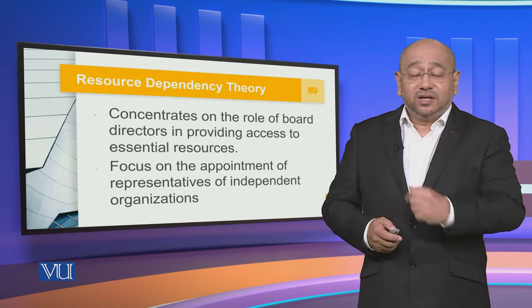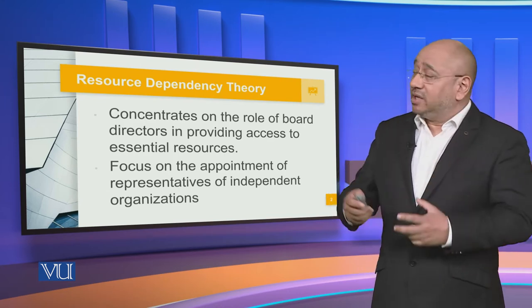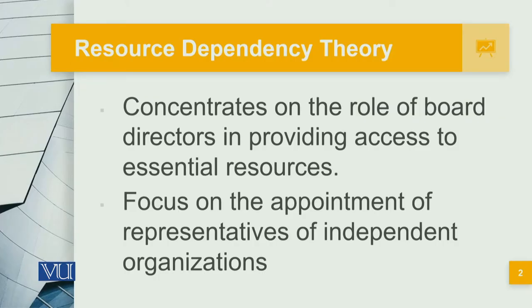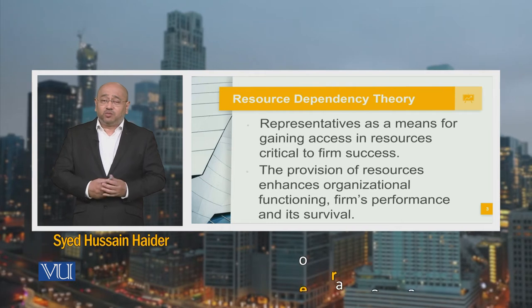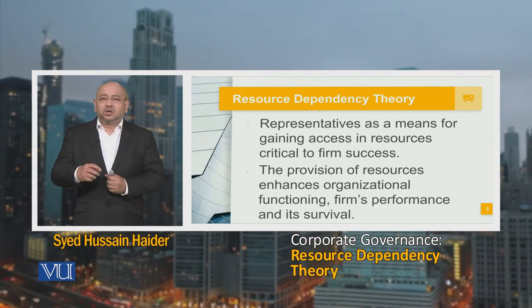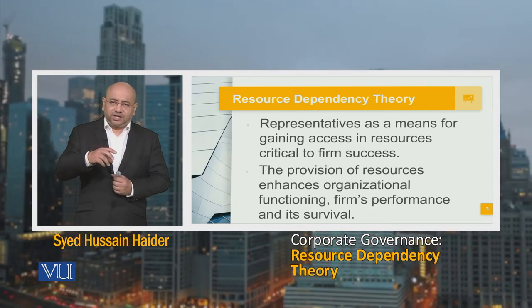Now, let's see how we can further look at it in a more integrated way. So, let's look at it in a more intense context so that we can see what the different elements of the resource dependency theory are. When we look at that, we basically see representatives as a means for gaining access to resources critical to firm success; the provision of resources enhances organizational functioning, the firm's performance and its survival. So, ladies and gentlemen, when we are talking about this, the board becomes very critical. It does not go into the tactical operations of the organization.